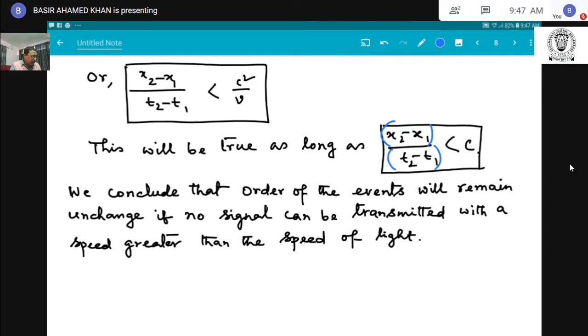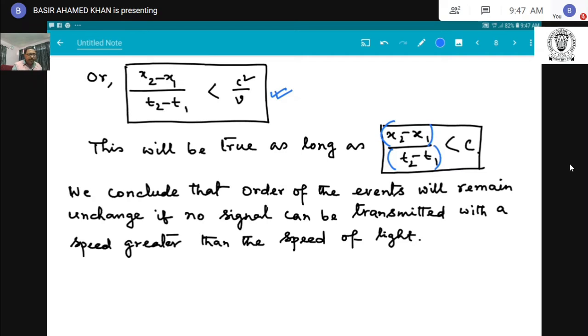So, if the order of the events remains the same in the S dash frame also, then it is okay. But the order will change only if the velocity x2 minus x1 divided by t2 minus t1 is greater than c. Otherwise, the order of the events will be the same in all reference frames.